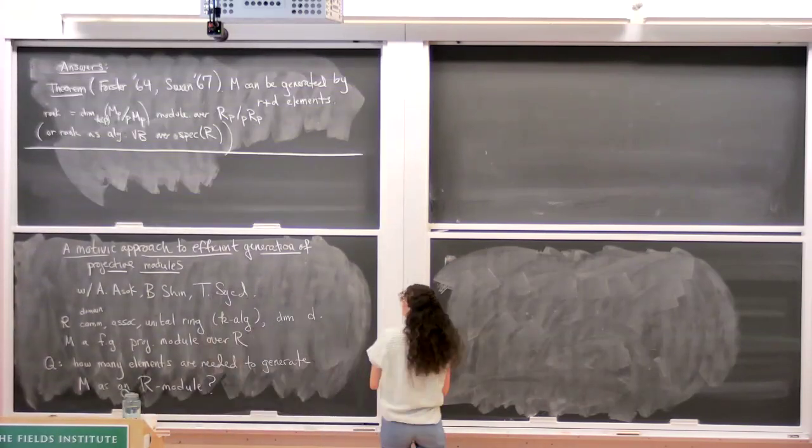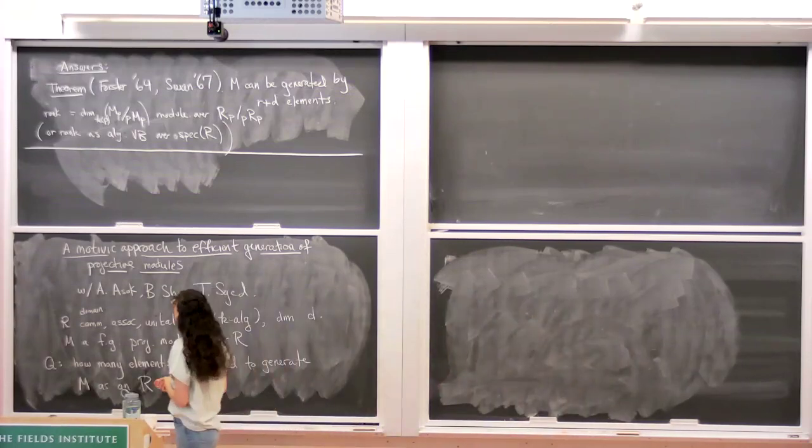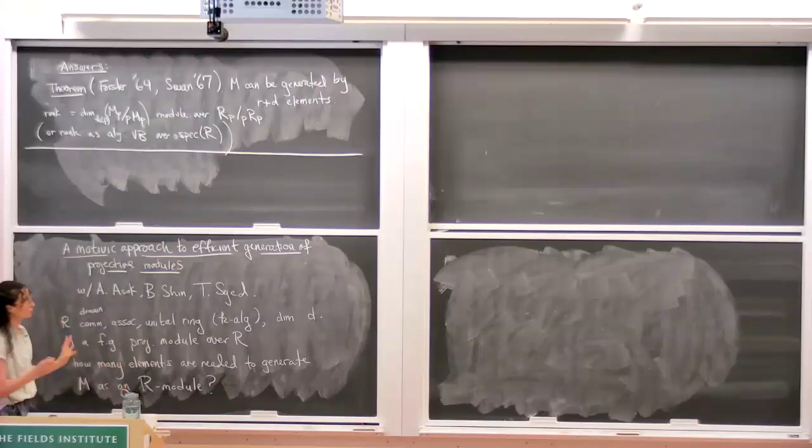So I should also mention that the Forster-Swan theorem applies more generally. You don't have to have a projective module. You don't have to be working over a field, but the formula is a lot more complicated. So this is the strongest result you can deduce for projective modules from their work.